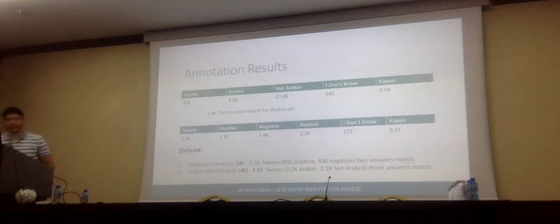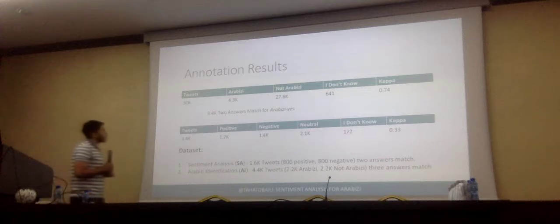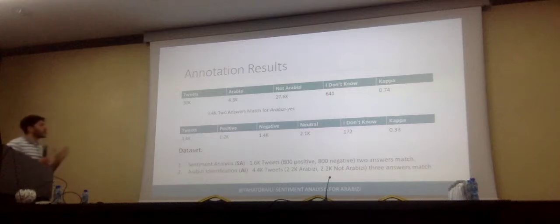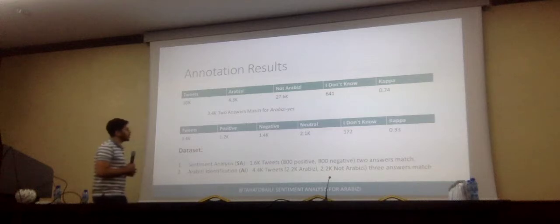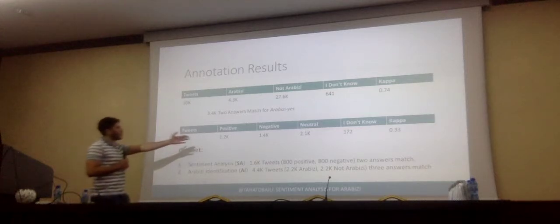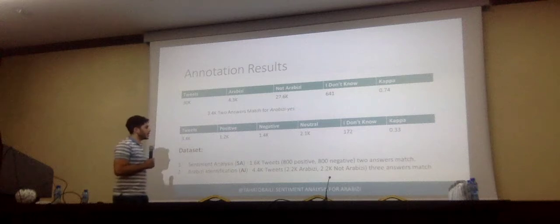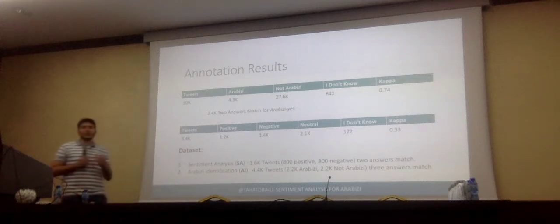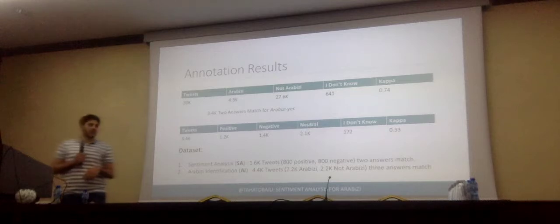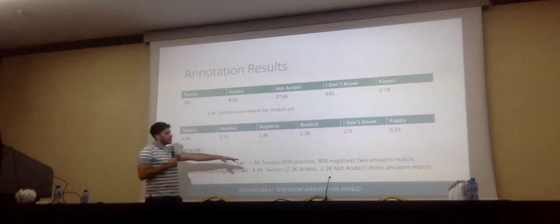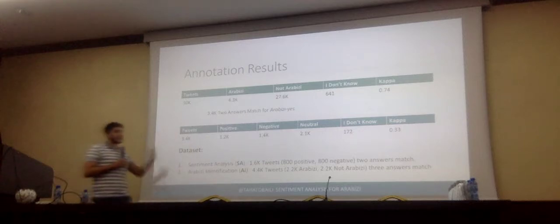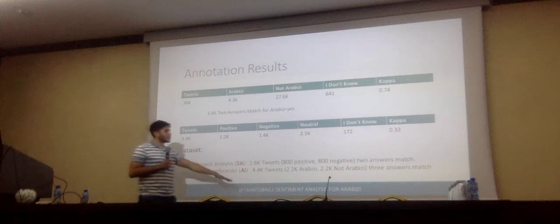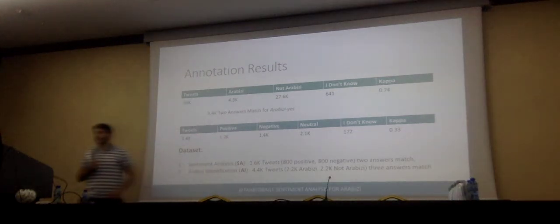So we had 3 students for this annotation, and the results were, out of 30K tweets, we had only 4.3K Arabizi. So now we took the ones that 2 students agreed on. There are 3.4K tweets, consisting of 1.2K positive, 1.4K negative. And then again, we took the ones that 2 students agreed on the sentiment. We balanced the data set. We had a data set of 800 positive and 800 negative tweets. And we also took another data set of Arabizi yes and Arabizi no. We also balanced it, and this is going to be used for Arabizi identification data.